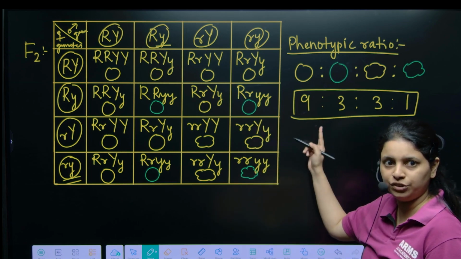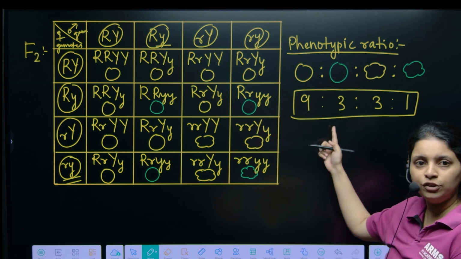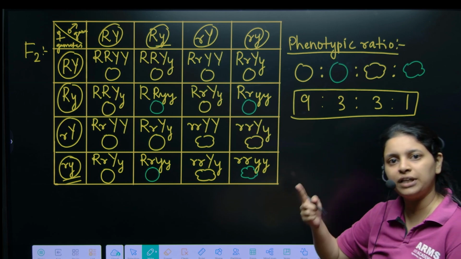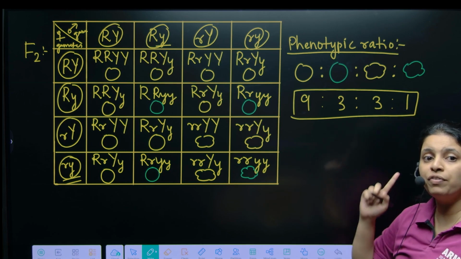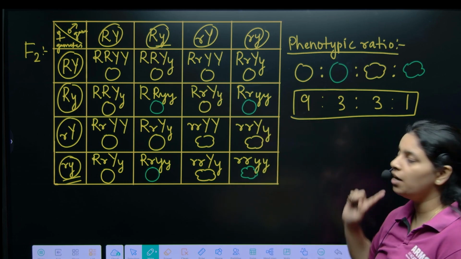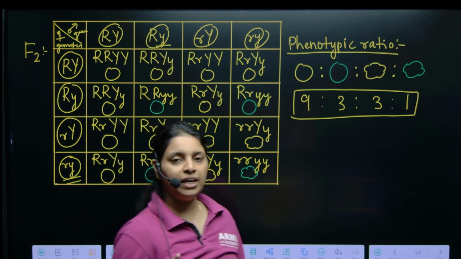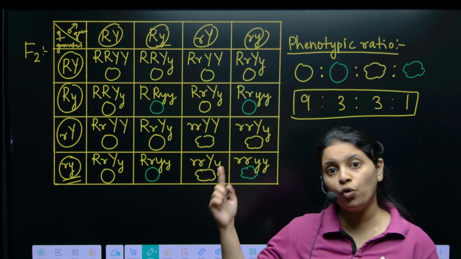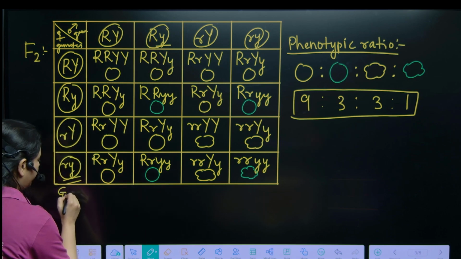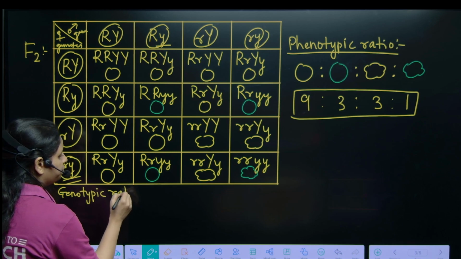9 plants are such that it shows both dominant characters. 3 plants show, let's say, first dominant, second recessive. Next 3 plants, first recessive, second dominant. And last 1 plant, we have both recessive characters like wrinkled green. So this becomes the phenotypic ratio. Now next is genotypic ratio. Okay, like we also calculated a genotypic ratio for monohybrid cross. Now let's do it for dihybrid cross. Let's find out the genotypic ratio.